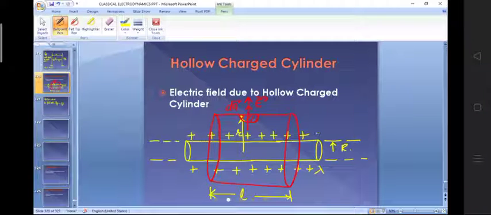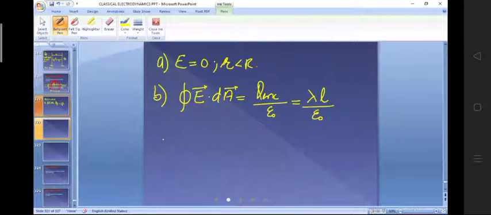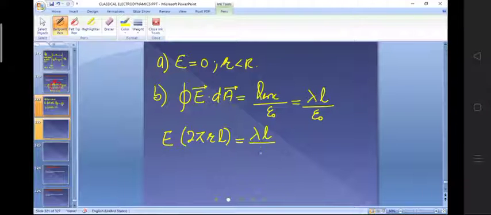Now obviously the flux through these end caps will be equal to 0, because electric field lines will be running parallel to that, or the angle will be equal to 90 degrees. So the flux through the end caps will be equal to 0. Flux will be only through the lateral surface area. This integration will be simply equal to E multiplied by integration of dA, that will be equal to 2 pi r L, which is the lateral surface area of the Gaussian cylinder. Fine. That's in turn equal to lambda L divided by epsilon naught.